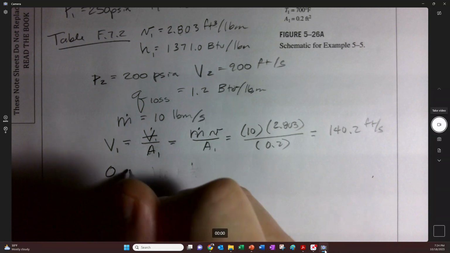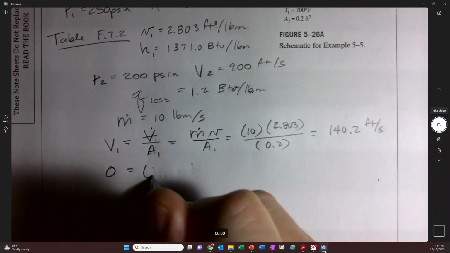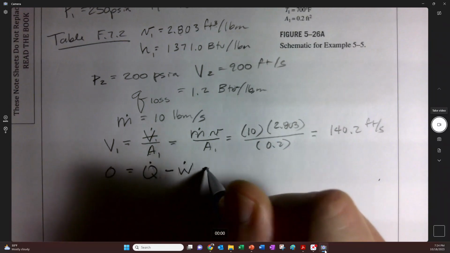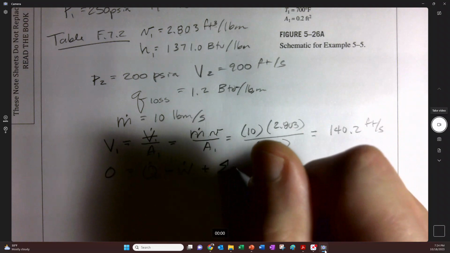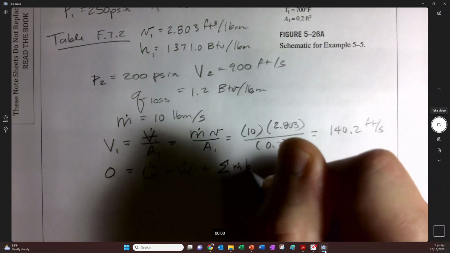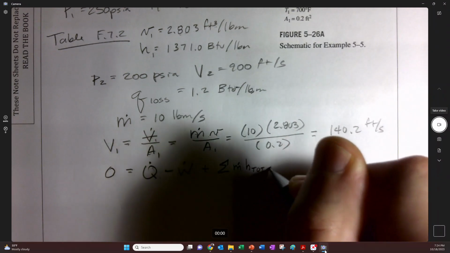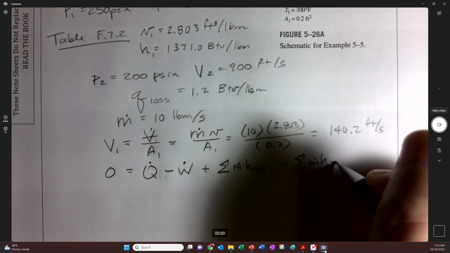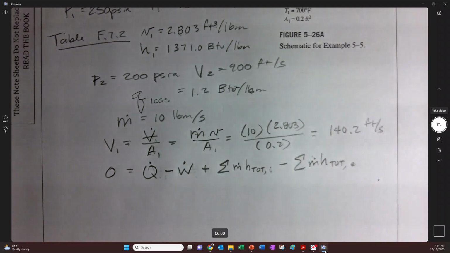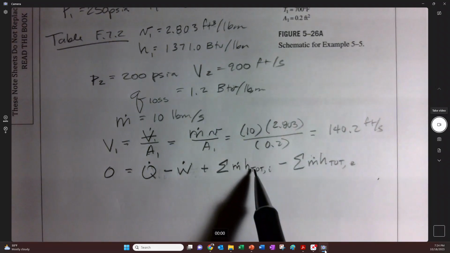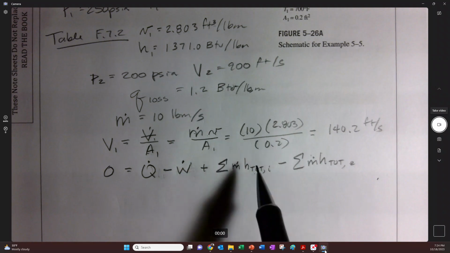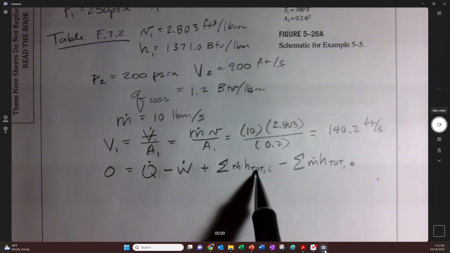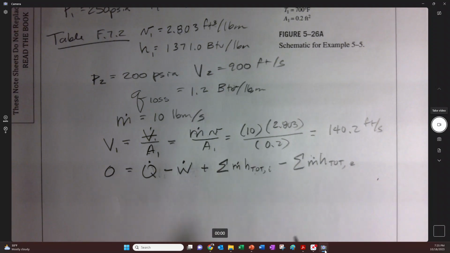Original equation for steady flow, no accumulation, is going to be Q dot minus W dot plus summation of M dot H tot I minus summation of M dot H tot E, right? And by the tot, they mean not only the usual enthalpy, but also the kinetic energy and potential energy. So they're like the total, right, inside there.